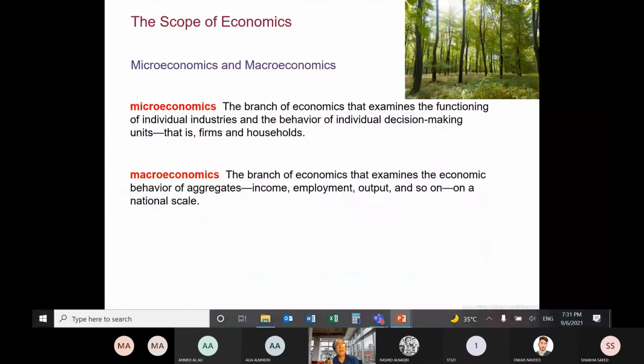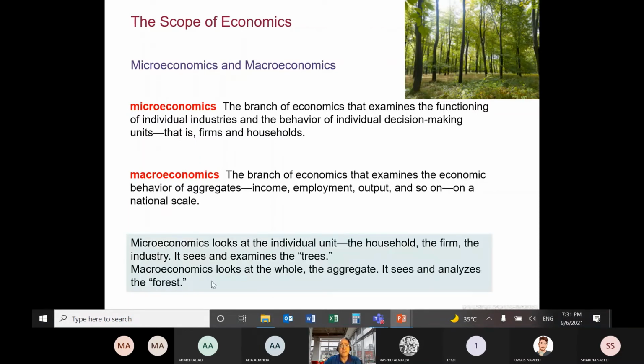Economics can be divided into two branches, microeconomics and macroeconomics. Micro is small, macro is big. So here, trees and forest. So micro is related with this tree, while macroeconomics is related with the whole forest. So micro small, macro big.